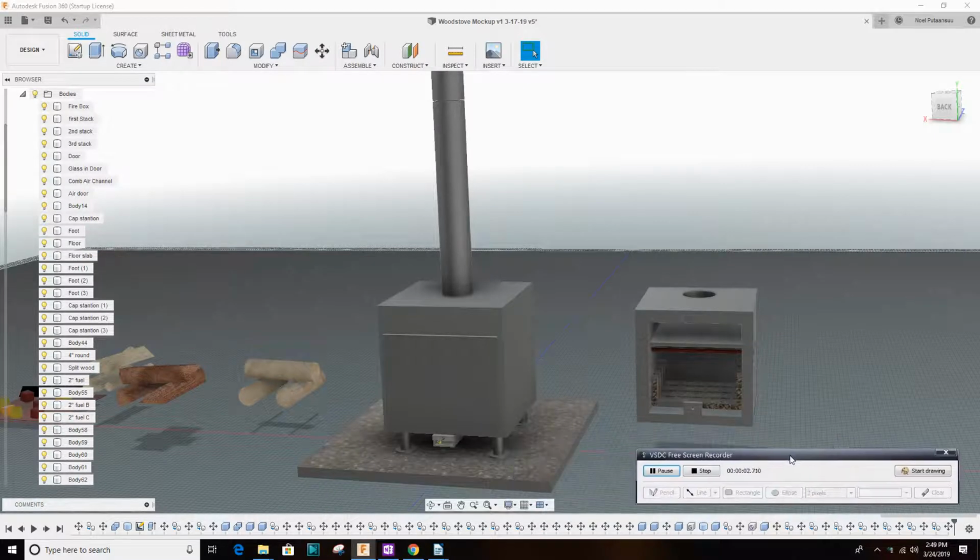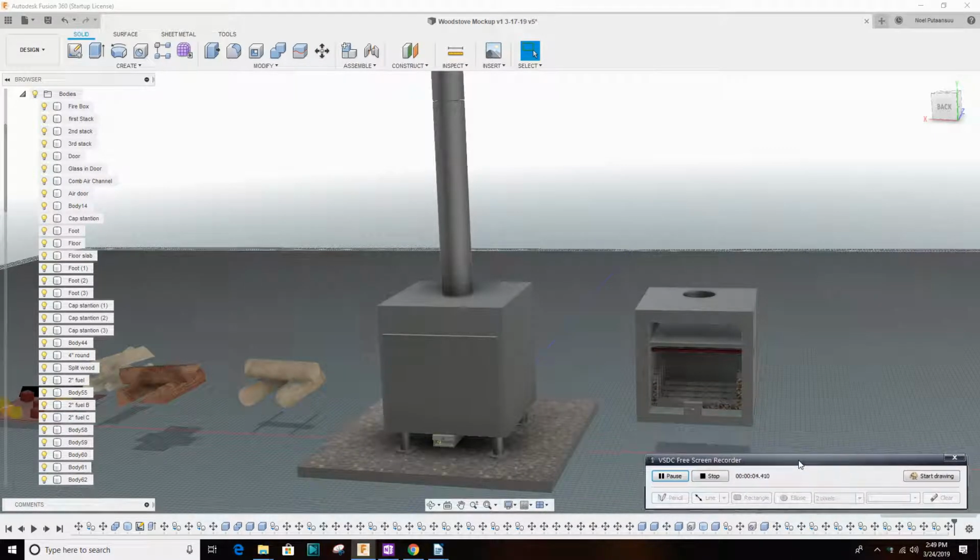Good day, this is chapter 1 of wood stoving. I have here a stage set up in Fusion 360 to explain some of the terms, concepts, and definitions of wood stoving.